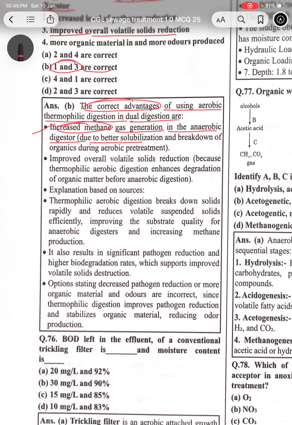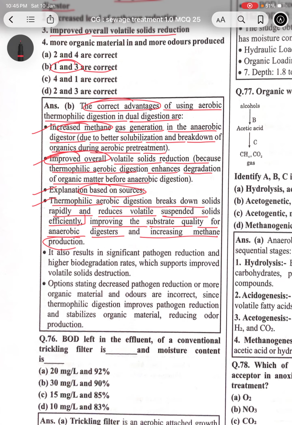due to better breakdown of the organics during aerobic pretreatment. Improved overall volatile solid reduction, because thermophilic aerobic digestion enhances degradation of organic matter before anaerobic digestion. Explanation based on the source: thermophilic aerobic digestion breaks down solids rapidly and reduces volatile suspended solids efficiently, improving the substrate quality for the anaerobic digesters and increasing methane production.